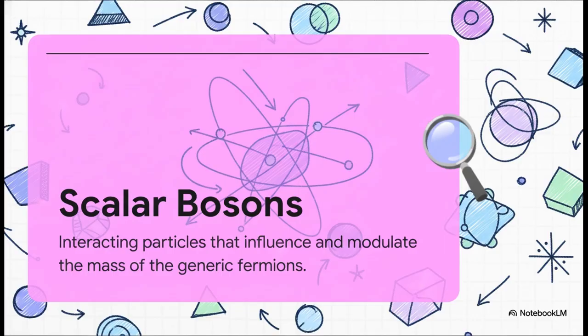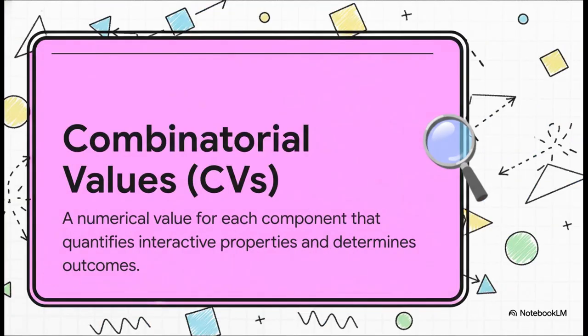That's where scalar bosons come in. Bosons are usually the force carriers, but here they act as agents of change. They interact with those generic fermions, and depending on the rules, they can either pump up the mass or shrink it down. They're the ones that shape the final particles. And finally, how do these interactions know what to do? I mean, what are the rules? Well, that's all governed by combinatorial values, or CVs for short. Every single piece of the puzzle, both the fermions and the bosons, gets a number assigned to it. You can think of this CV as the instruction manual. It's the number that dictates exactly how the interaction is going to play out.